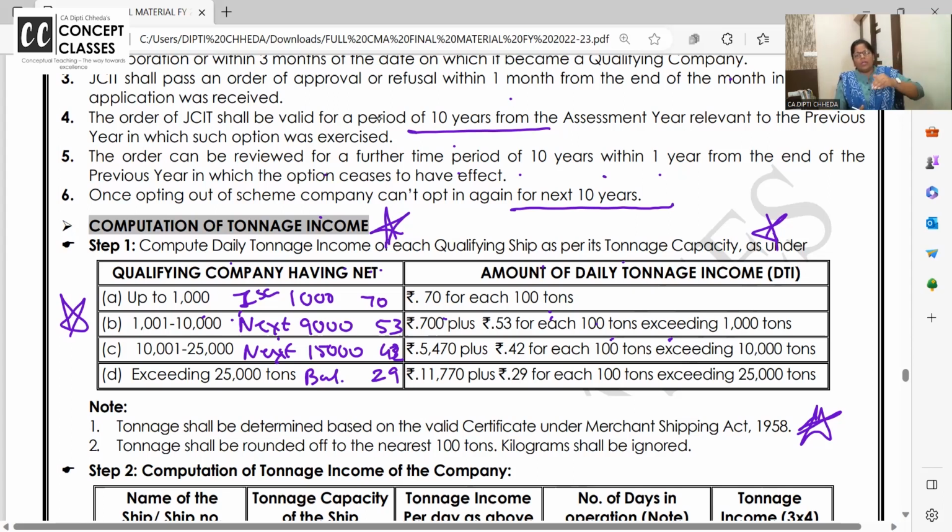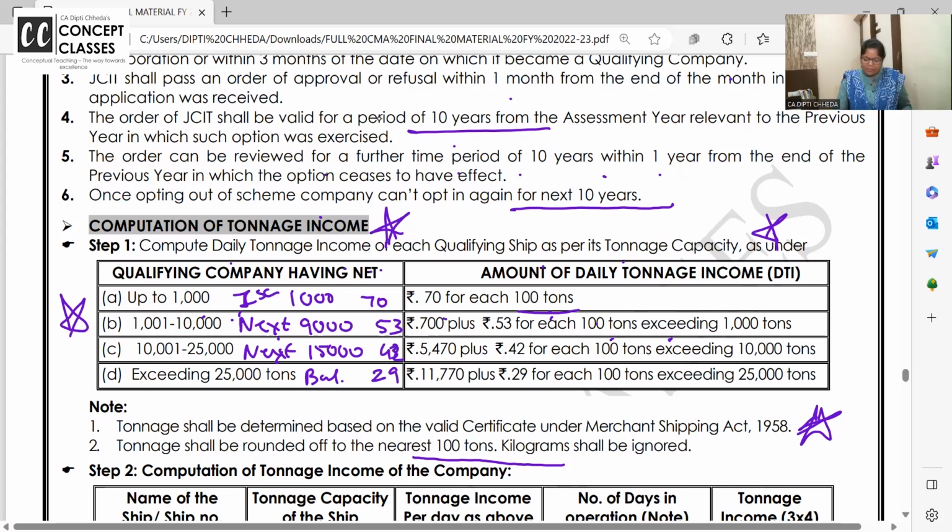In 53, change the 5 to 4, and there also change 3 to 2, so 53, 42 are connected. Last is 29: 1000, next 9,000, next 15,000 and the balance. Clear to all of you? Okay. Ma'am, if the tons are not round, like 83 tons, you have to round off to the nearest 100 tons, because income is per 100 tons.